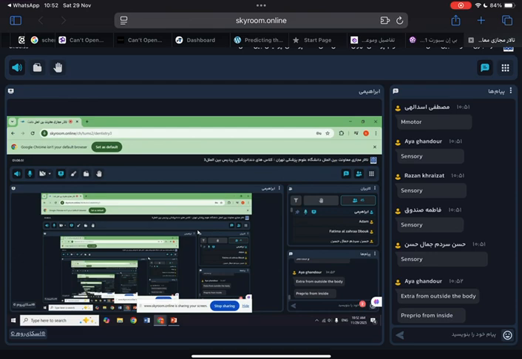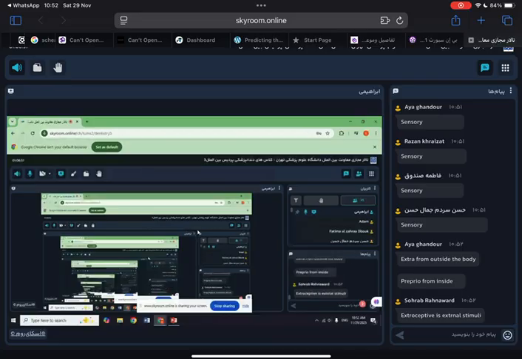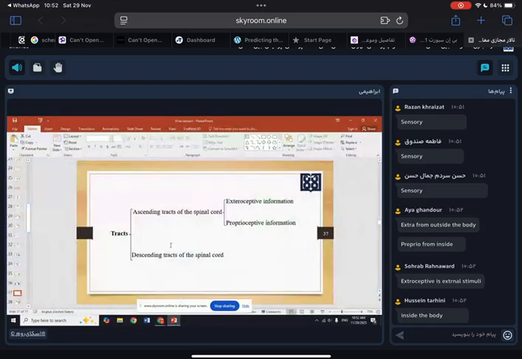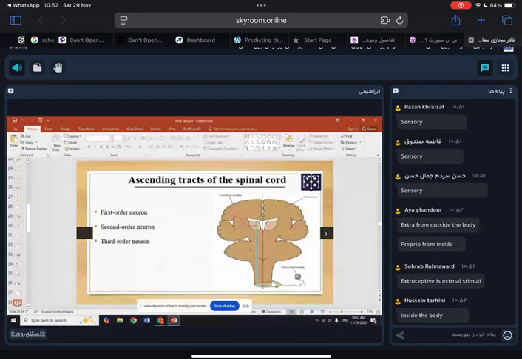That's true, Aya. Proprioceptive information is from the inside and the exteroceptive information from outside. You are seeing the exteroceptive information from the outside of the body and proprioceptive information from inside of the body, for example, from the joints, from the muscles, from the tendons.